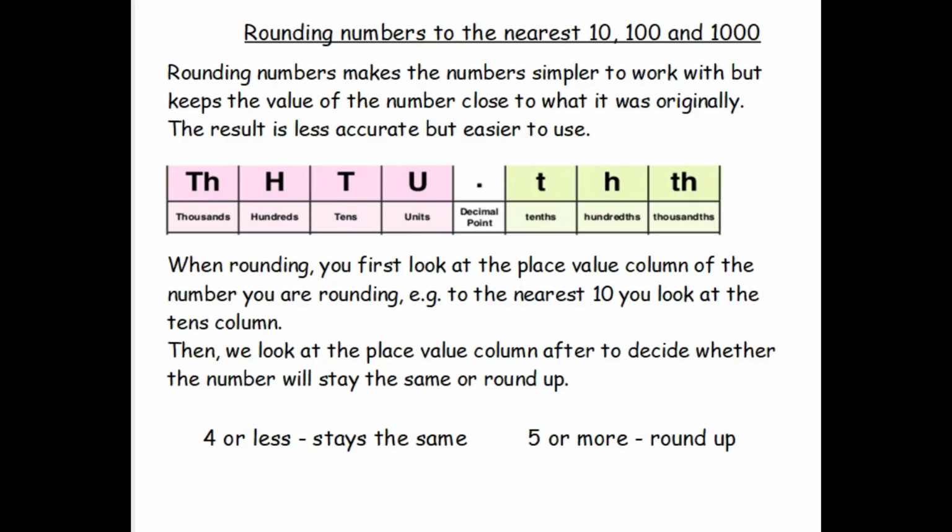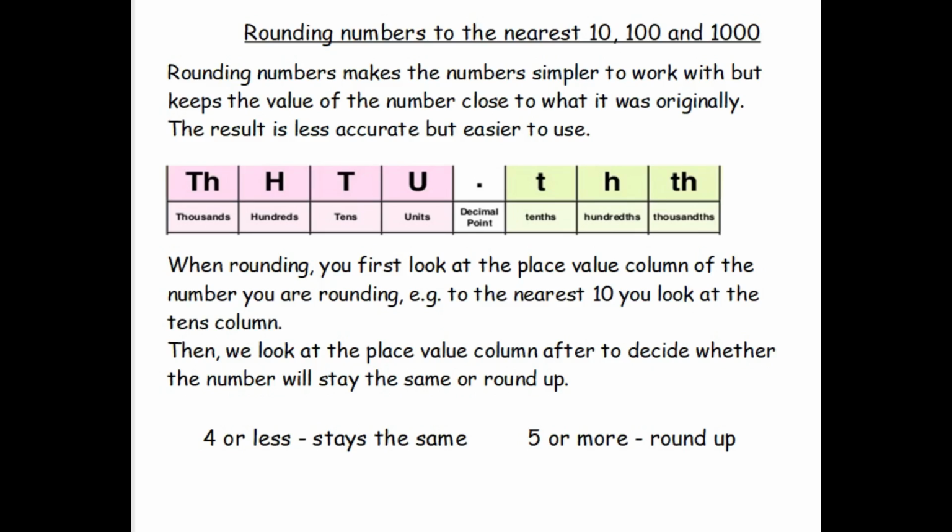Today we are going to look at rounding numbers to the nearest 10, 100 and 1000. So firstly, why do we round numbers? Well, we round numbers to make the numbers simpler to work with, but it keeps the value of the number close to what it was originally. It does make our result less accurate, but it's quicker and easier to use numbers in this way.